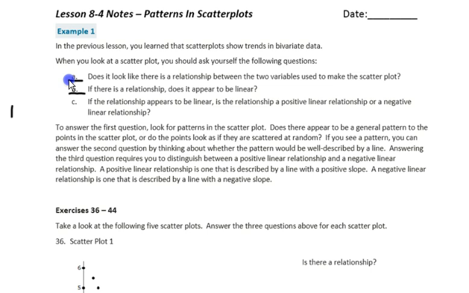So positive would look like this, and negative would look downhill. So those are the 2 kinds of relationships we've talked about.